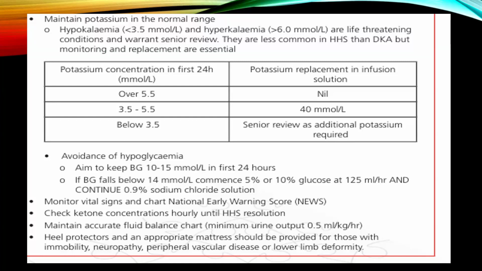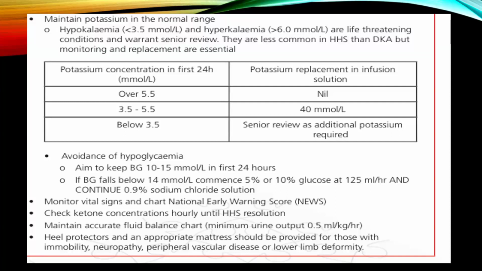Then we should avoid hypoglycemia. Aim to keep blood glucose at 10 to 15 mmol in the first 24 hours. If blood glucose falls below 14, commence 5% to 10% glucose at 125 ml per hour and continue 0.9% sodium chloride solution.